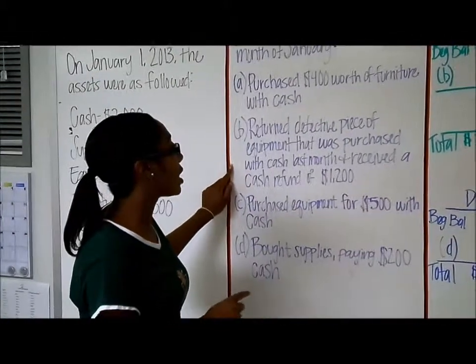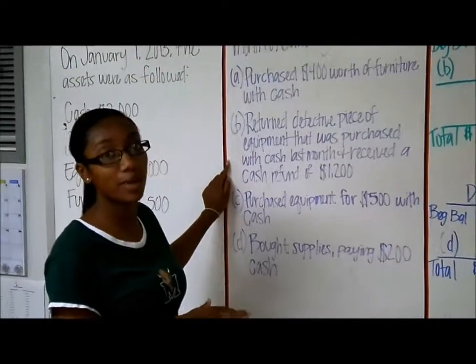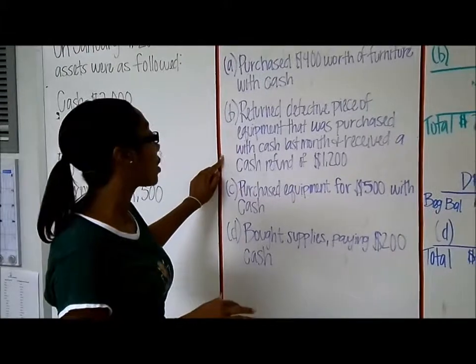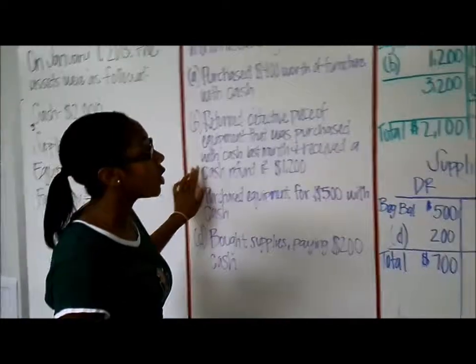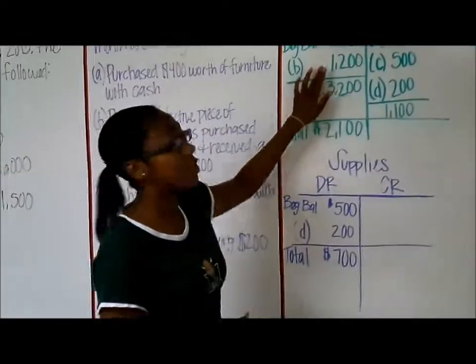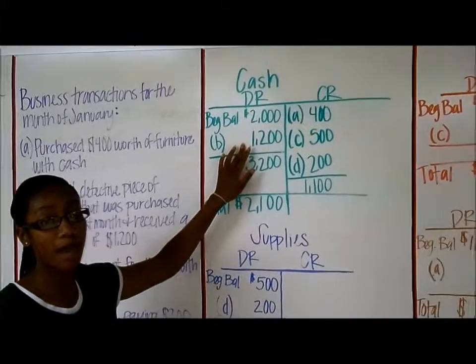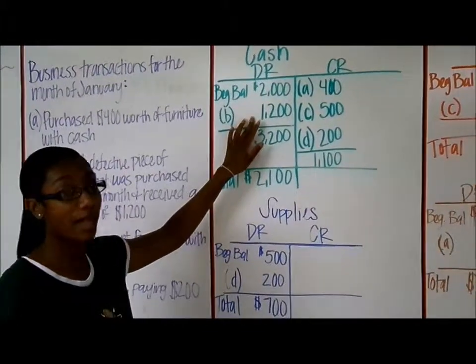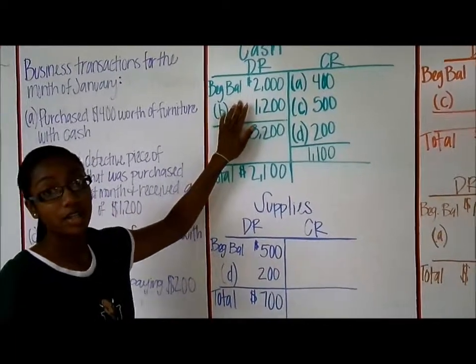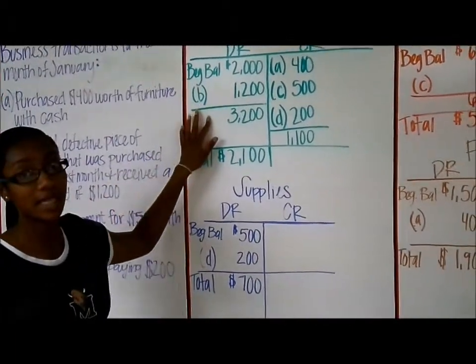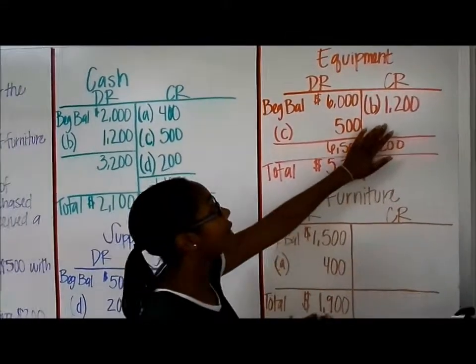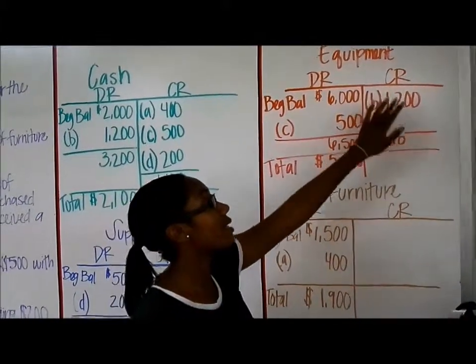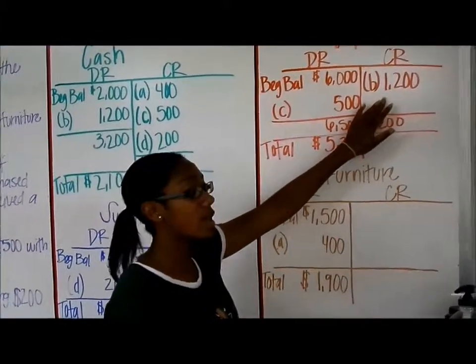So the second one is that you returned a defective piece of equipment that was purchased last month. And now you're receiving a cash refund of $1,200. So in this case, you will debit cash because you are receiving cash back from the bad equipment that you bought last month. So this would increase your cash account, so you would put it on the debit side of the T account. And because you returned the equipment, it will lower your equipment account. So you would put it on the credit side of the T account for $1,200.